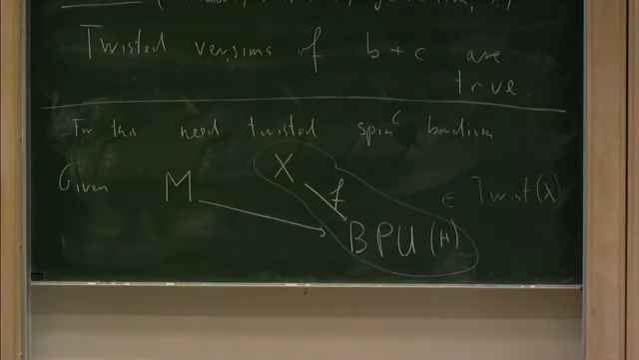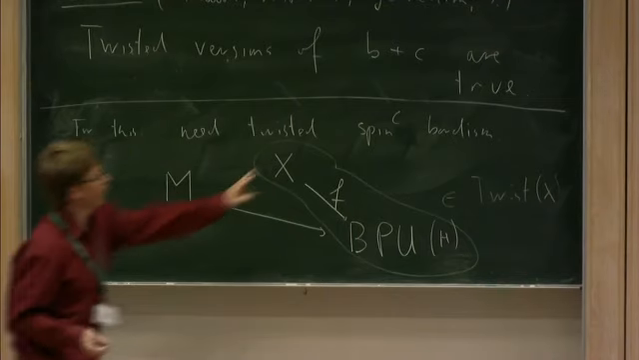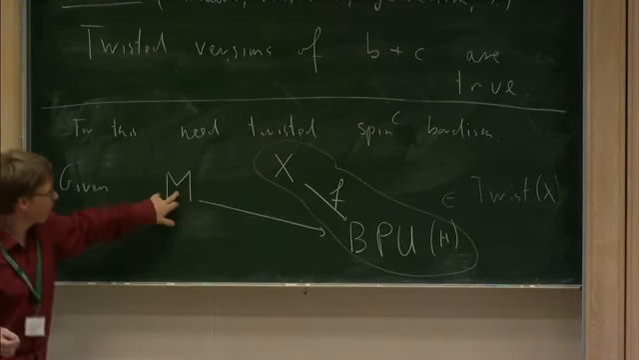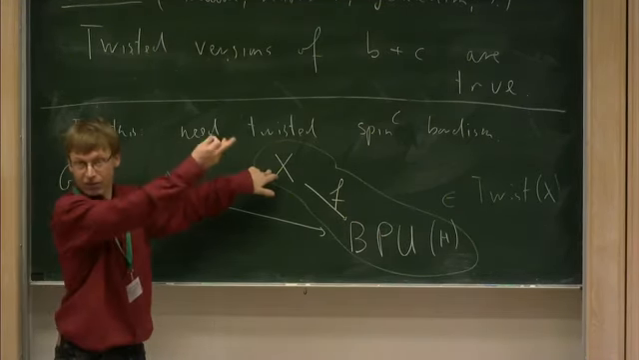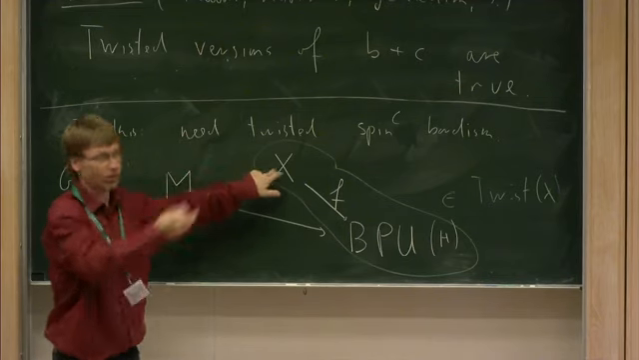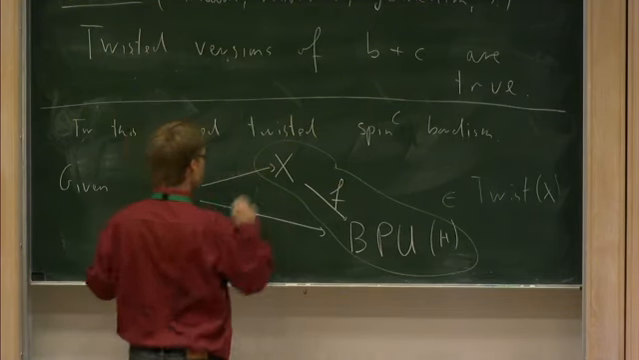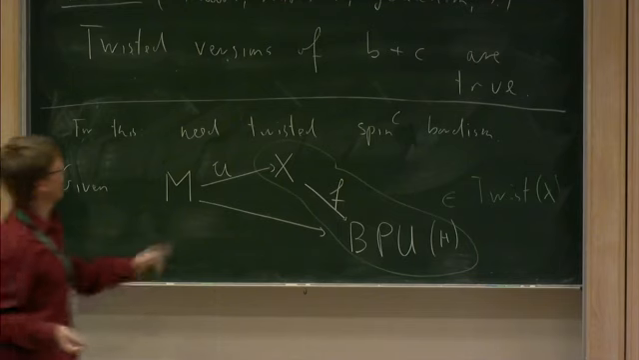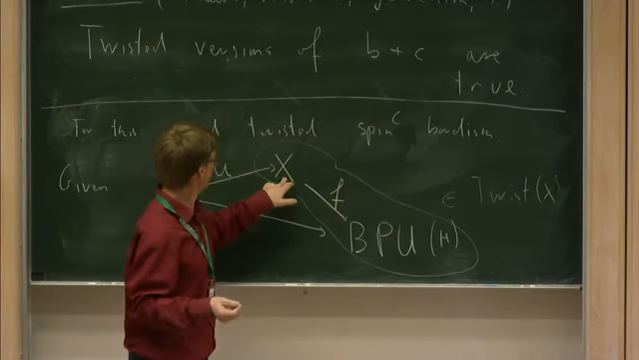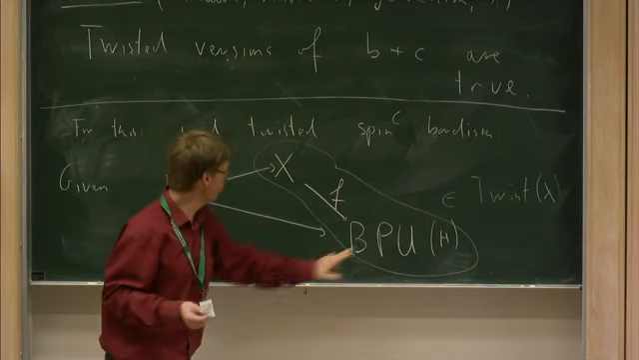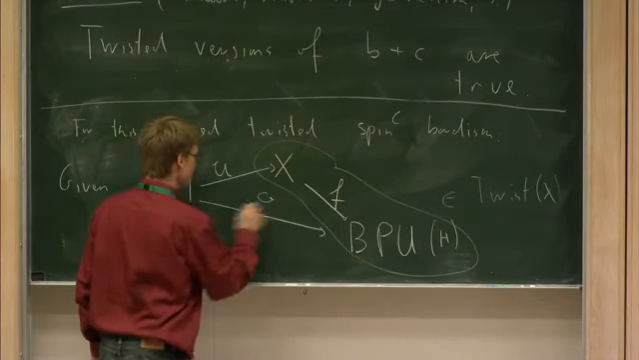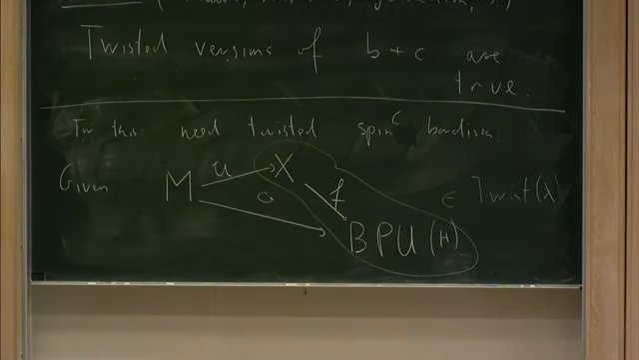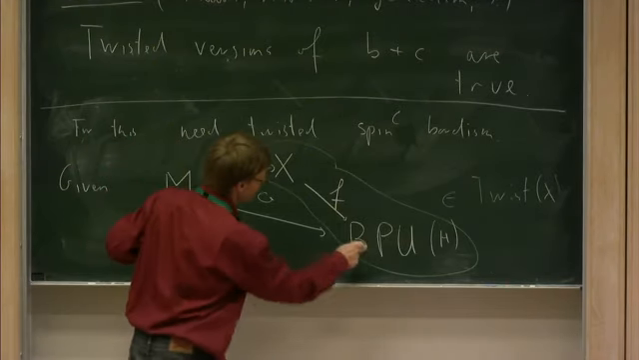And if you want to talk about twisted spin C Bordism, we will talk about manifolds with a map to X. I mean, that's what gets into defining Bordism, right? It's manifolds with maps to X, of that kind. And of course, if you have a map to X from M and then a map from X to BPU, you can just compose and you get a map from M to BPU of H.